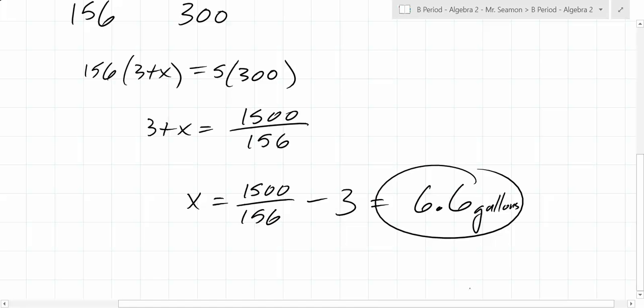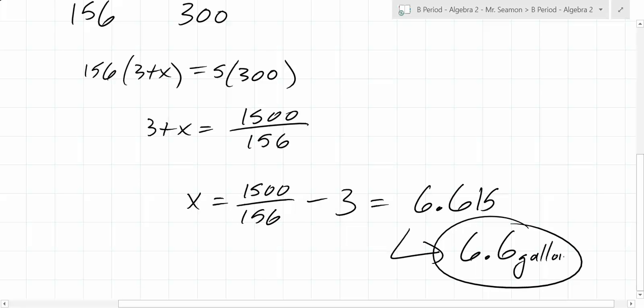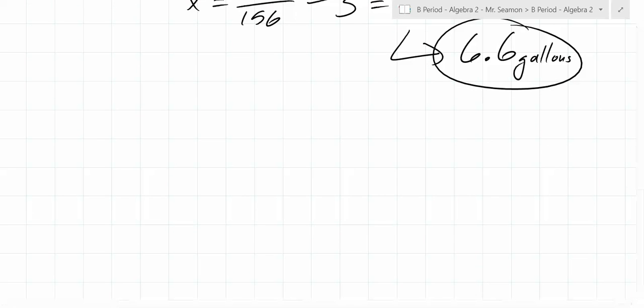I think it said to the nearest 10th. Sorry, 6. What were the decimals? What did it give you? 6. I understand that, but does it terminate exactly at 6.6? 6.615. Thank you. So if it asked you to the nearest 10th, you would round it to 6.6. Okay? This is important. Remember that rounding can be done 2 different ways.